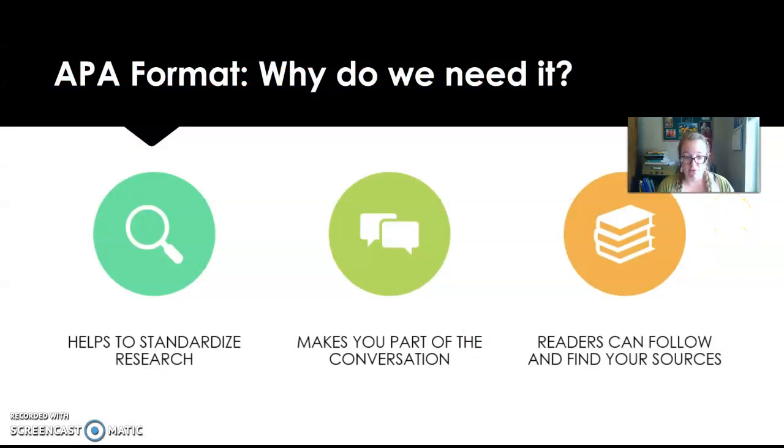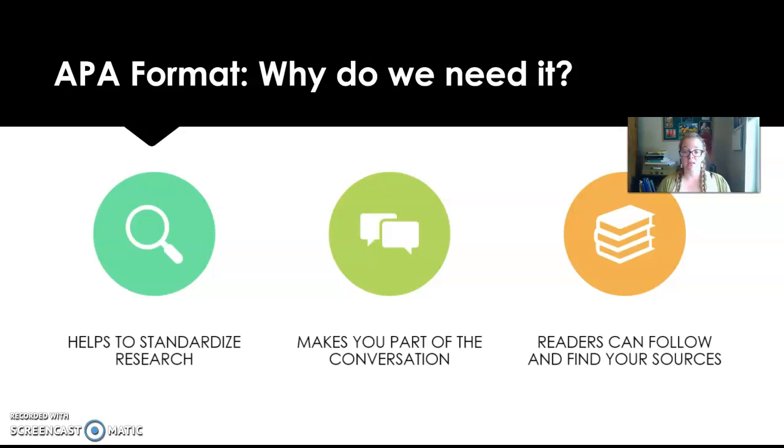The other is to get a handle on APA formatting. Many of you, if you took English 102, or if you've taken other classes in high school or other colleges, may have used MLA for English classes, which stands for the Modern Language Association. APA format is from the American Psychological Association, and it's really more of a business and science format. So it's very common in psychology courses, in business, in marketing, in certain science fields.